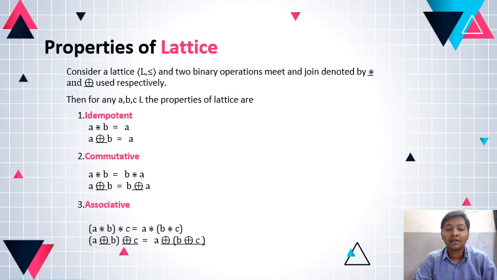The third property is the associative property, in which (A star B) star C is equal to A star (B star C). Similarly, (A plus B) plus C is equal to A plus (B plus C). Hence, we have seen the properties of lattices.